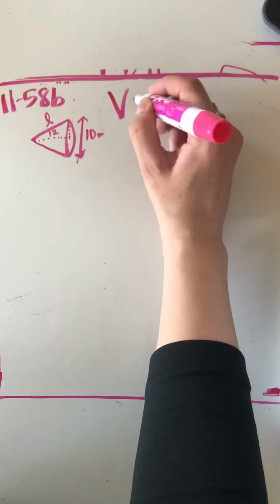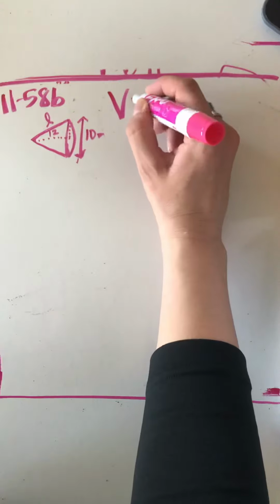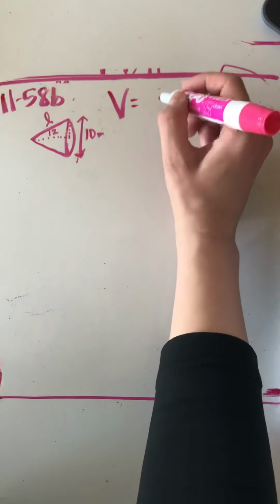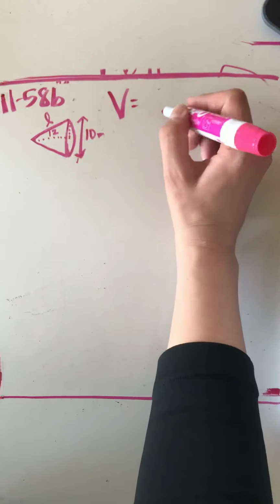So 1158b, you're trying to find the volume and the surface area of a cone. So let's start with volume. Volume of a cone is still going to be the equation that we're familiar with, base area times height divided by 3, because it's a cone and not a cylinder. So what you need to do is figure out what the area of this base is.